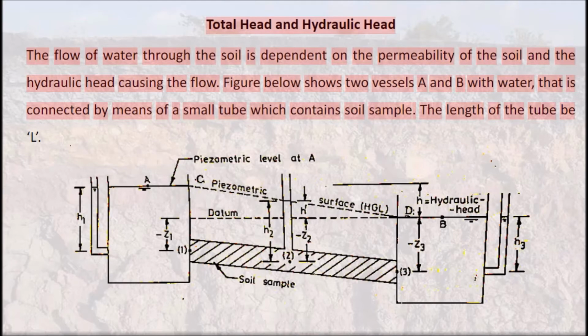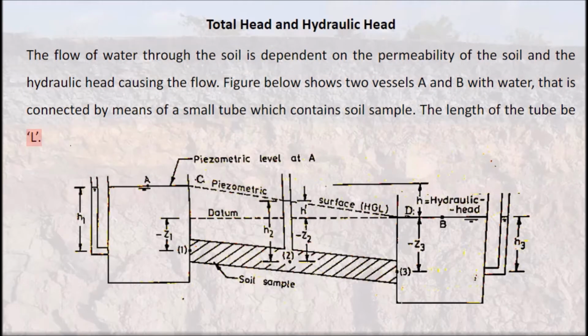Total head and hydraulic head. The flow of water through the soil is dependent on the permeability of the soil and the hydraulic head causing the flow. The figure below shows two vessels filled with water, connected by means of a small tube which contains a soil sample. The length of the tube is L.